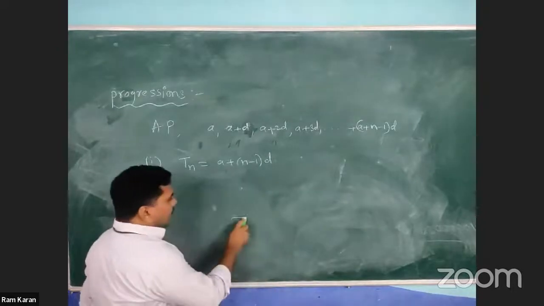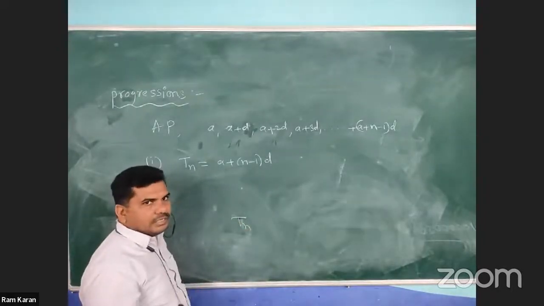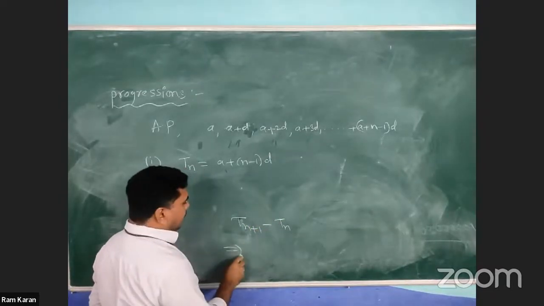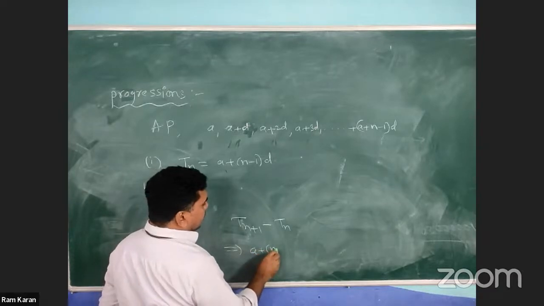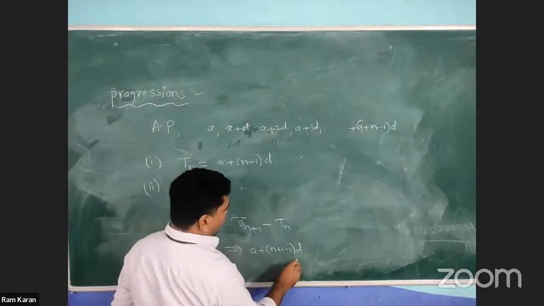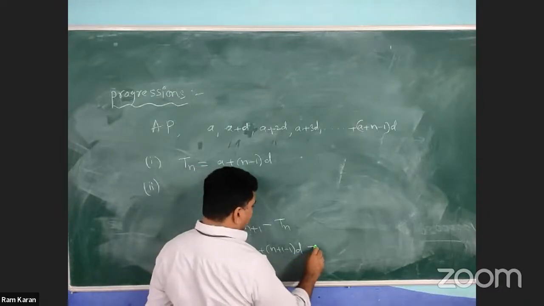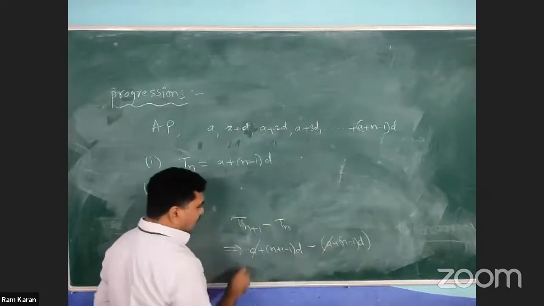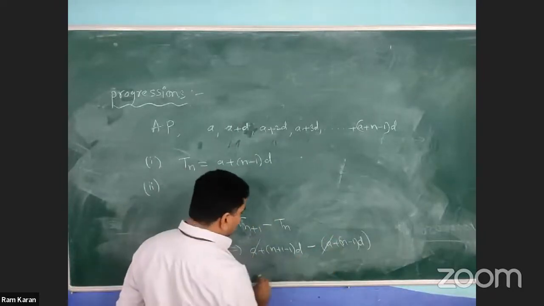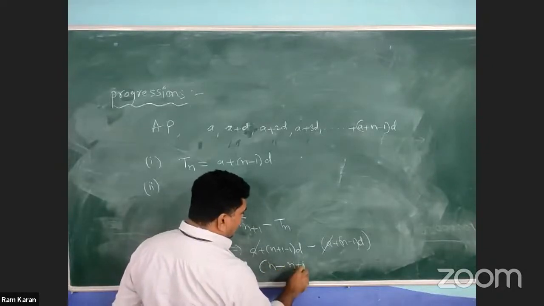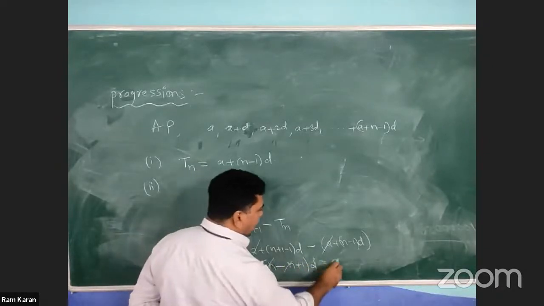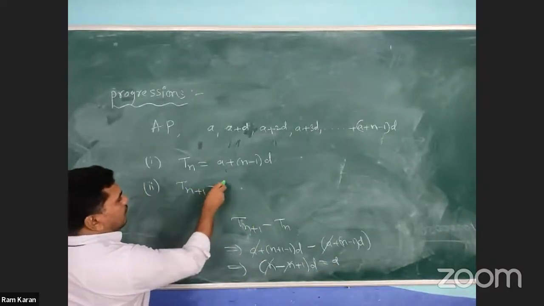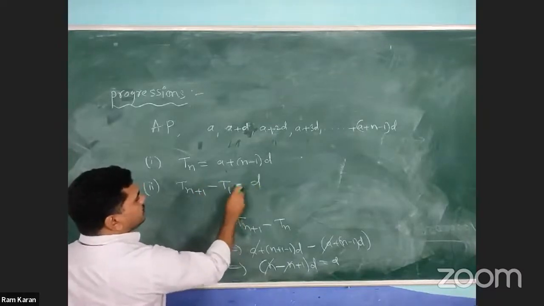A2 minus A1, and in general Tn plus 1 minus Tn. Let's do it. What do we get? Tn plus 1 is A plus (n plus 1 minus 1) into D, minus Tn, which is A plus (n minus 1) into D. So A gets cancelled. Now this is nD and this is (n minus 1)D, so n minus n plus 1 into D. Then n cancels. Hence we are getting D. So finally, the second observation: Tn plus 1 minus Tn, we get D, the common difference.